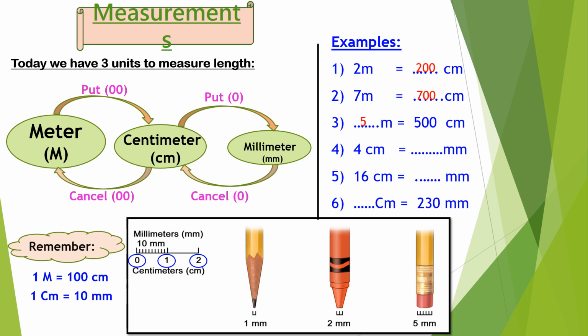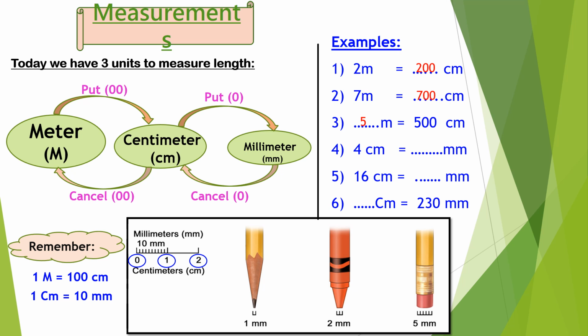Number 4, we have 4 centimeters. Equal what millimeters? We are converting from centimeter to millimeter. We know that 1 centimeter equals 10 millimeters. So 4 centimeters, 40 millimeters.